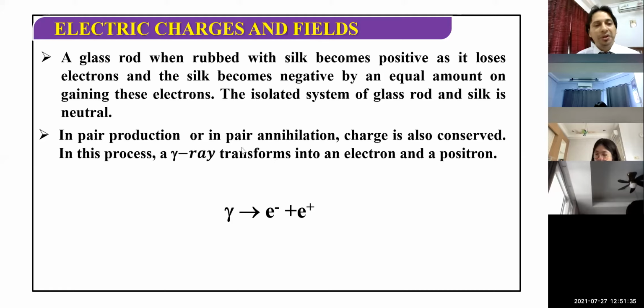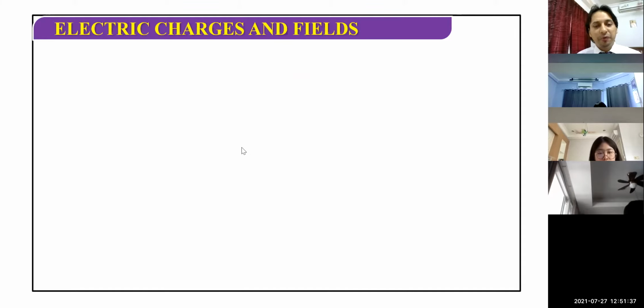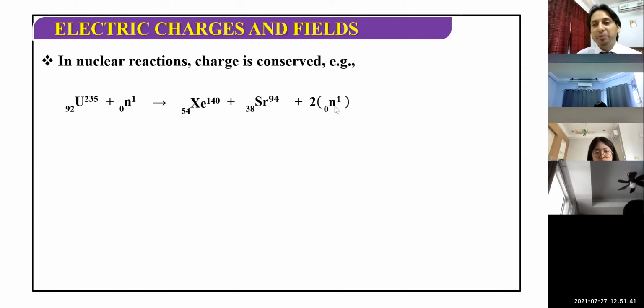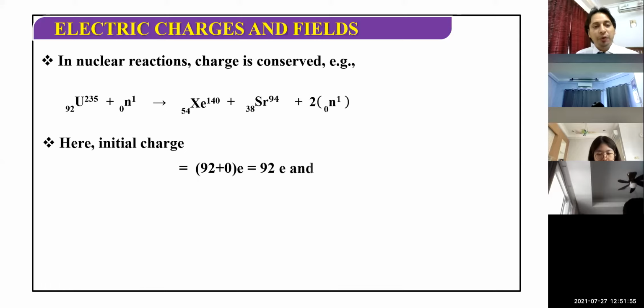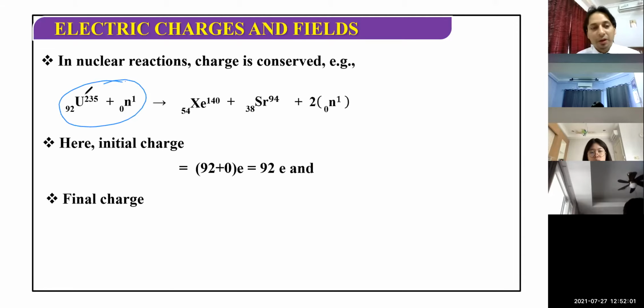So this example is already discussed. I want to discuss one example from nuclear physics, and you can find this example here. You have done some questions based on this concept in your chemistry classes, to make the equation balanced. In terms of charge conservation, I will take that before the reaction takes place, the total charge is 92 electron charges.